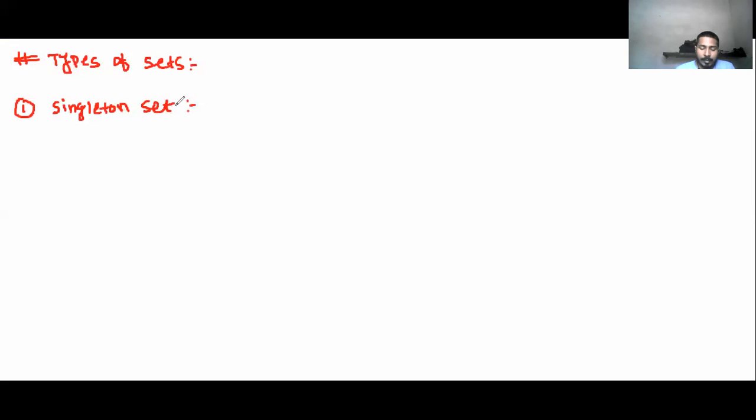Singleton set. Can anyone tell me what is the singleton set? Sir, it consists of only one element. Only one element. Can we say that this is a singleton set? x such that x minus 5 equal to 6. Yes.